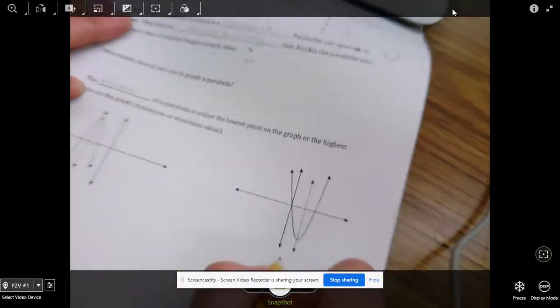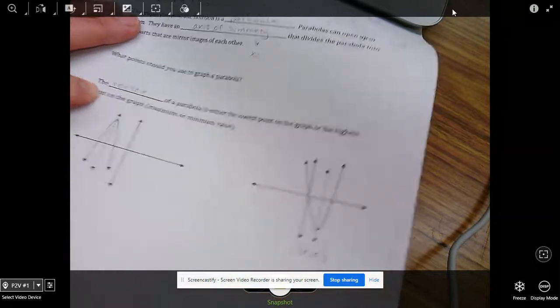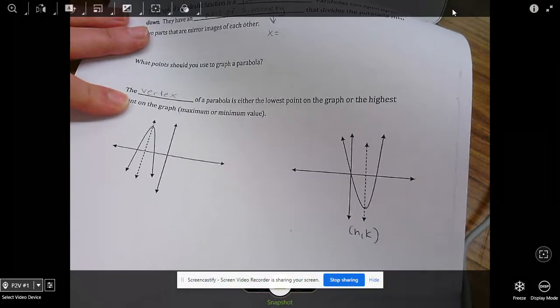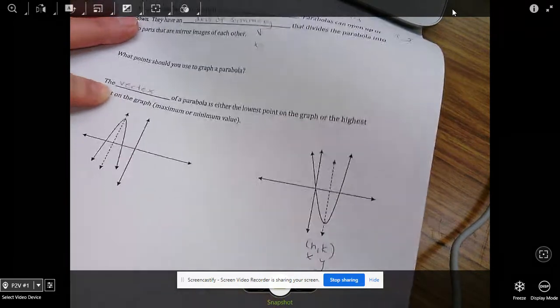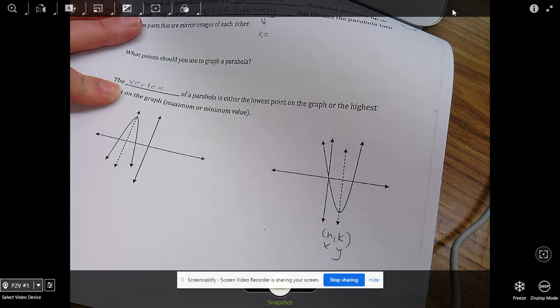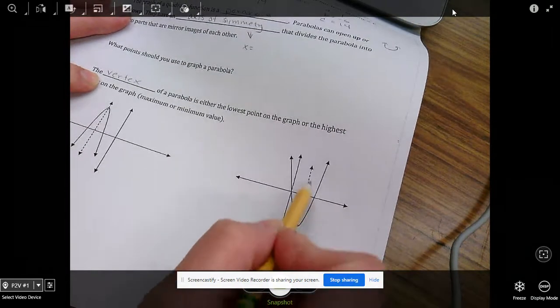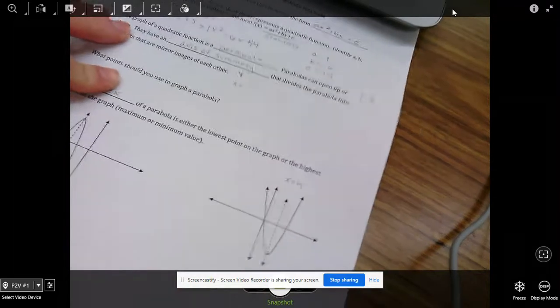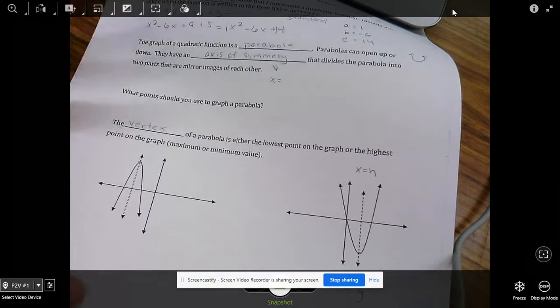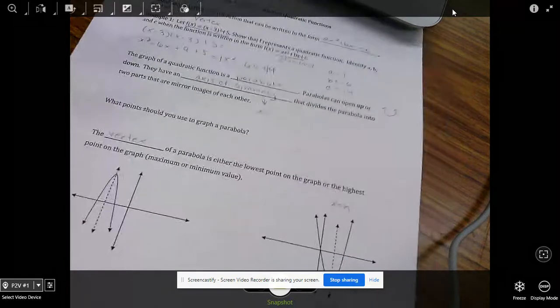So if we call the vertex (h, k), instead of (x, y), we need something different, then h is the x value and k is the y value. So we call that our vertex, and that way when we have an equation for an axis of symmetry, it literally is x equals whatever h is, okay? I know that might seem a lot, but just take it in for what it is and you'll figure it out as you go.